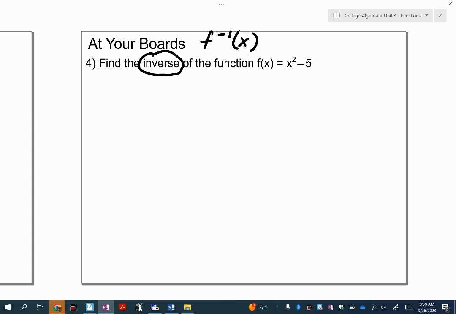And we want to find the inverse of this. So I'm going to go through all the steps to do this. So step number one.